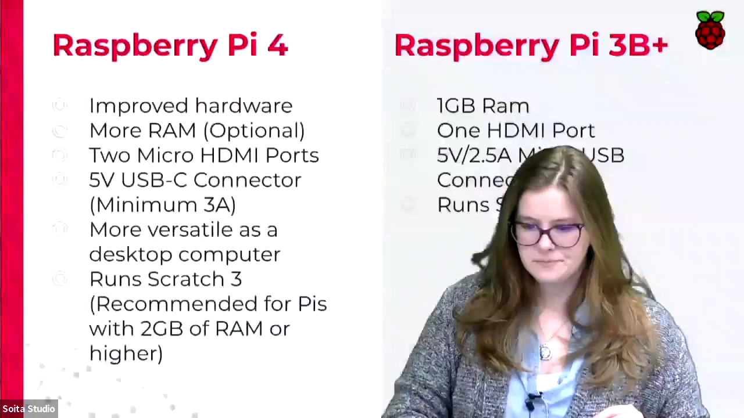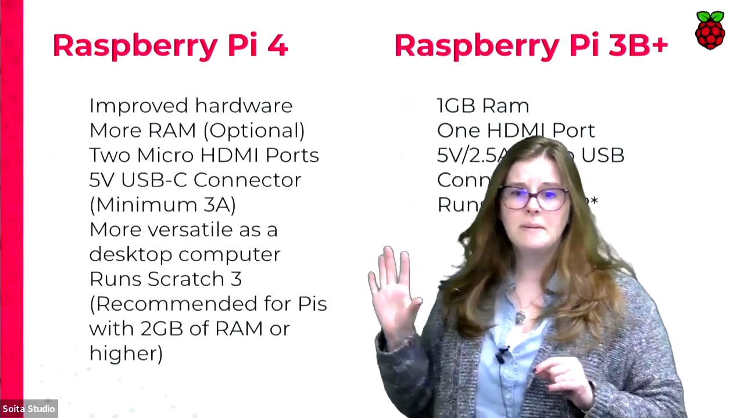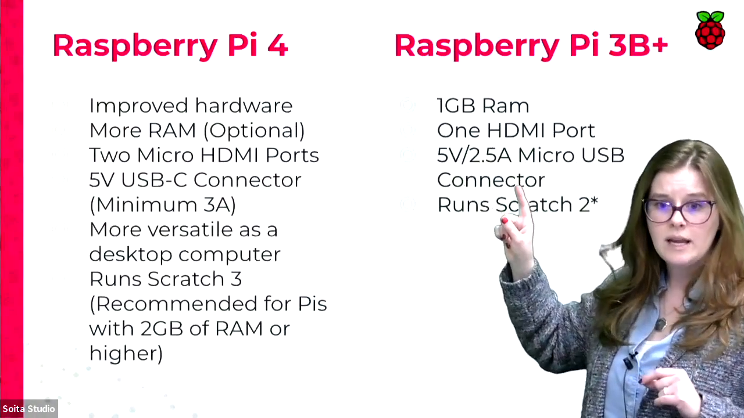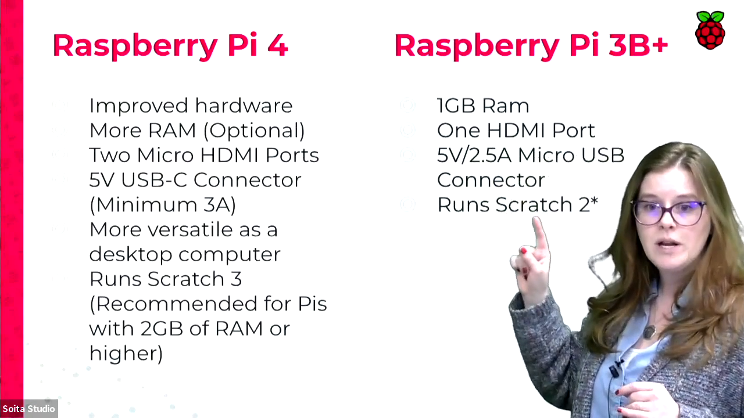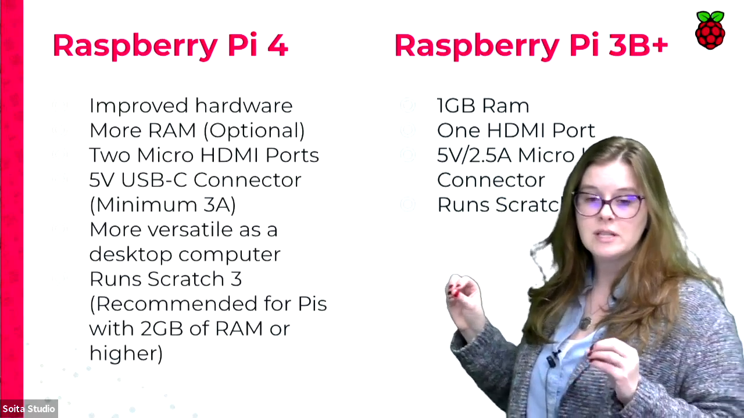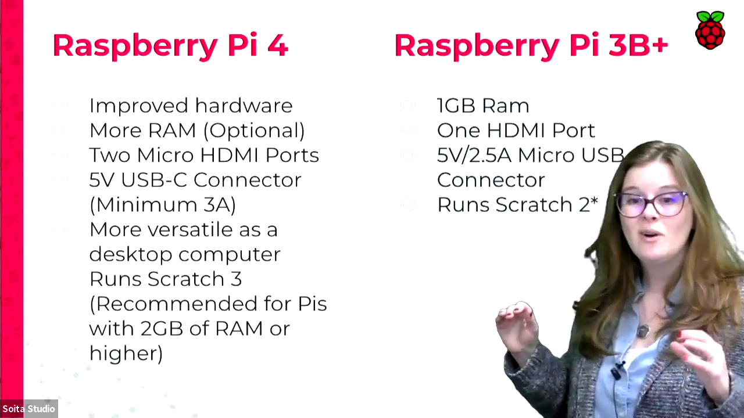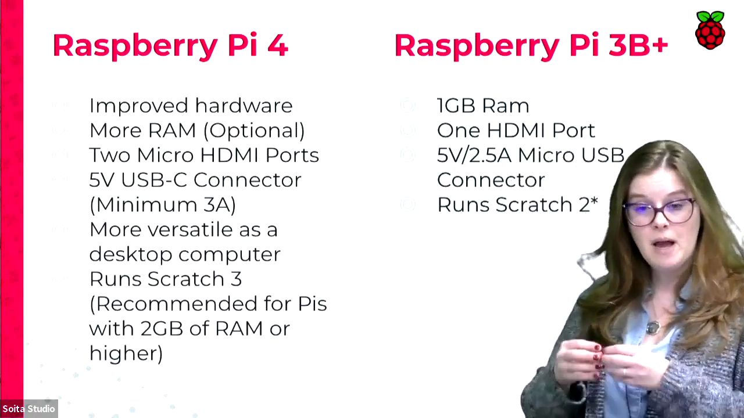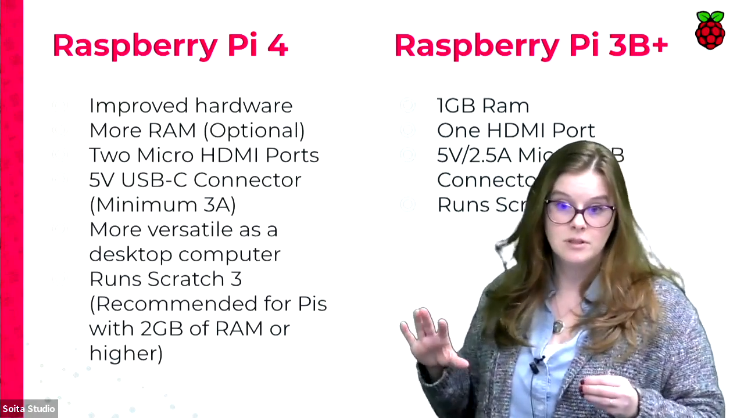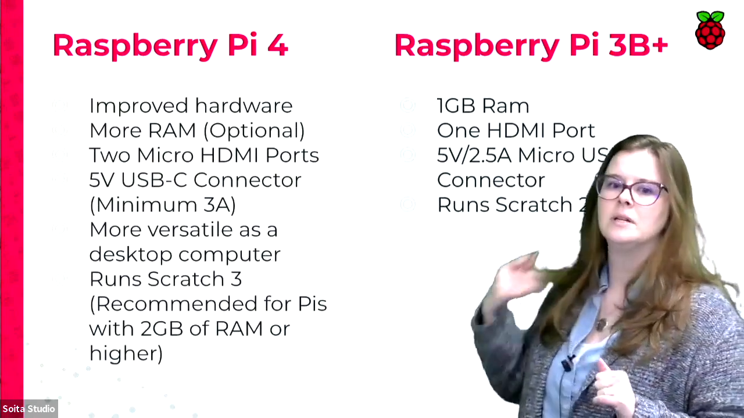So the 3B Plus that I have has 1 gig of RAM, standard. There's no expansion on that, okay? It has one HDMI port. That's what you're going to use to connect your monitor. If you don't have an HDMI monitor, you can get a VGA to HDMI adapter and do that, okay? So don't let that stop you.